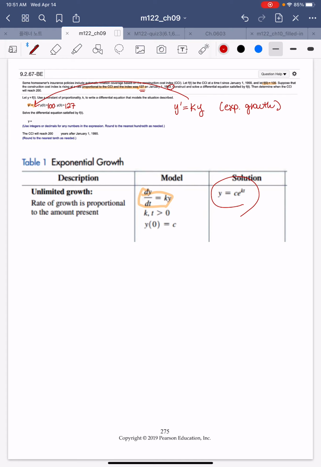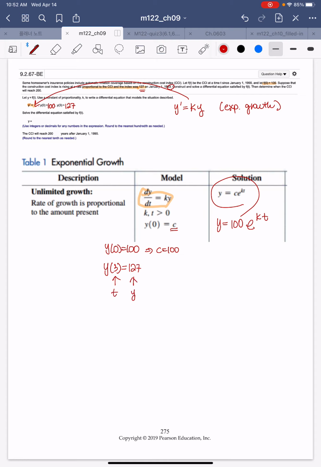So let's do that. So I have y is equal to C e to the kt. C is your initial value. So we are given 100. So C is equal to 100 because we are given y sub 0 is 100. So in other words, C is equal to 100. So y equals 100 e raised to the kt. Now we are going to solve for our k value. So for our k value, we need to use this y sub 3 equal to 127 to solve for k. So this is your input t, this is your output y.